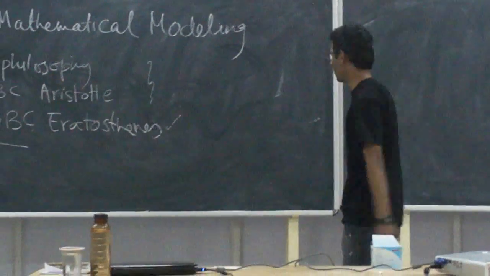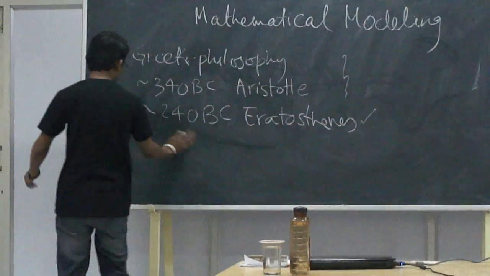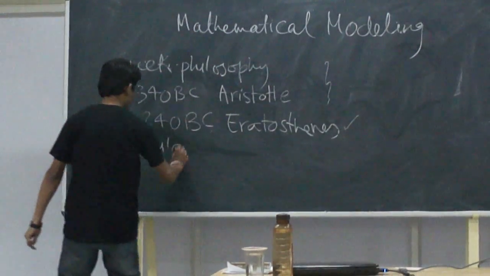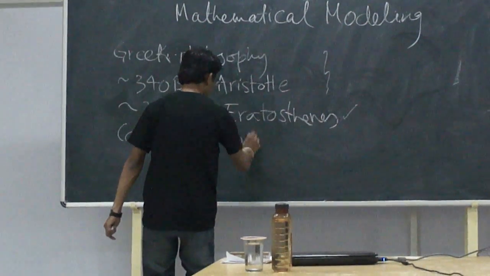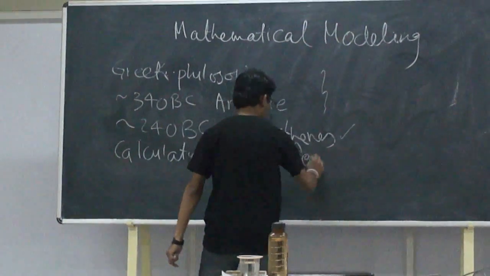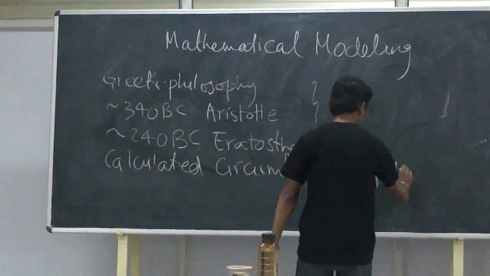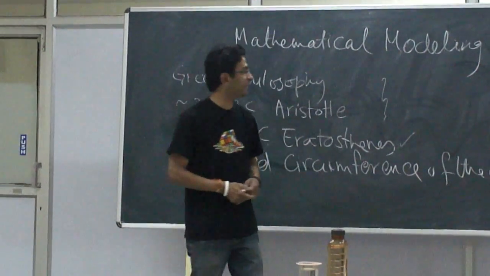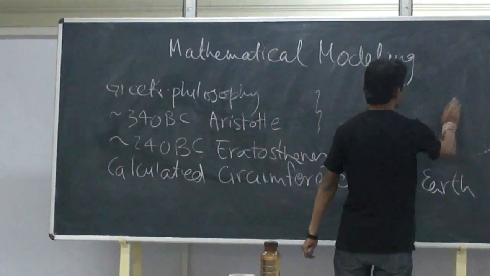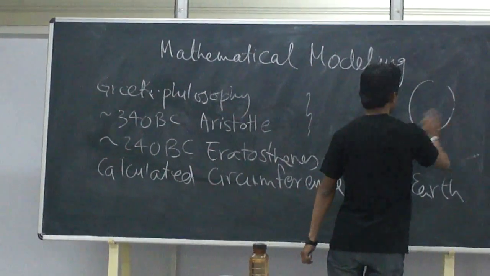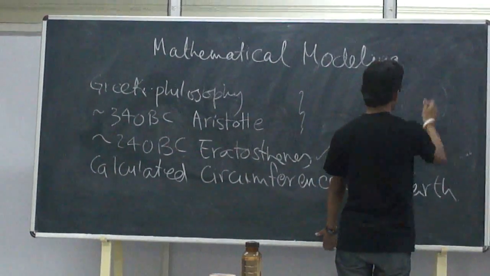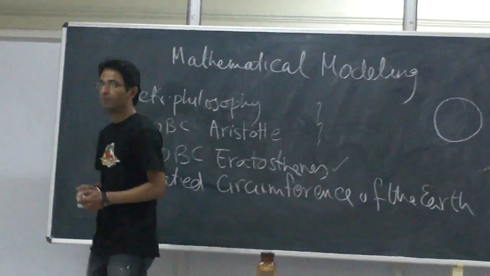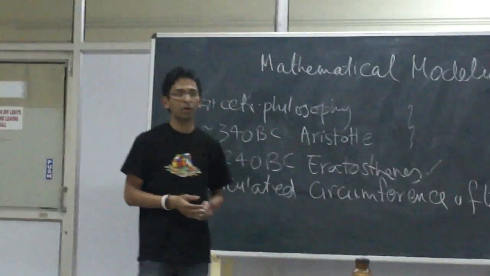So what he did was he calculated the circumference of the earth. And the way he did that was he made idealized assumptions. So first of all, his assumption was that Earth is perfectly spherical, right?